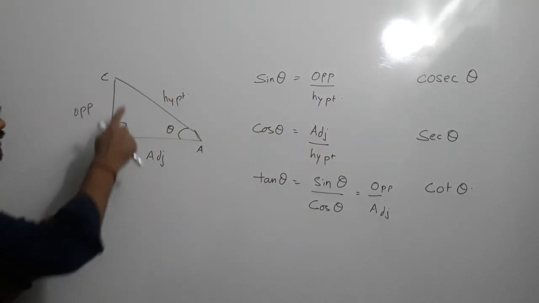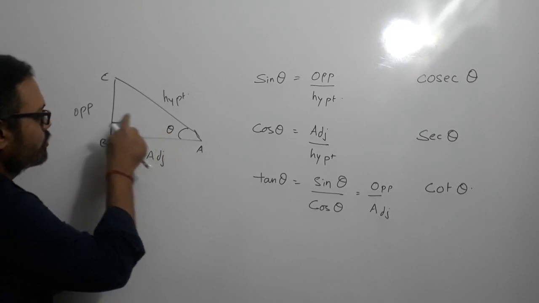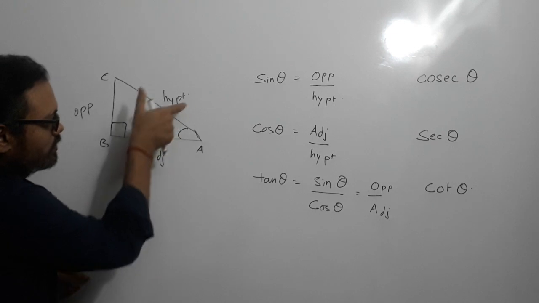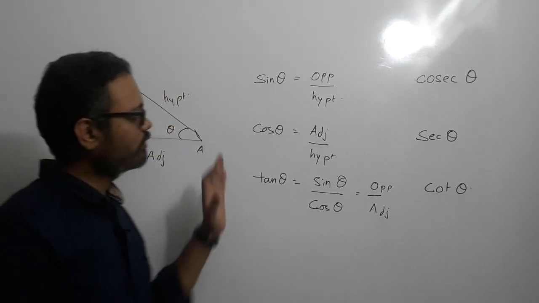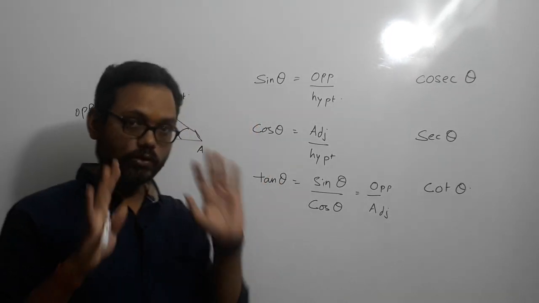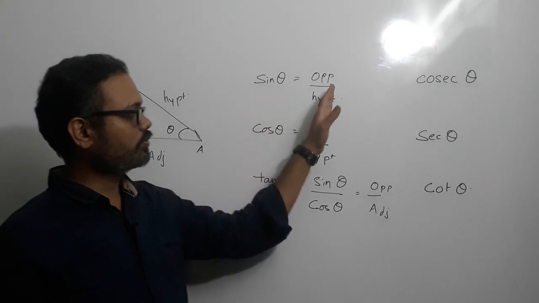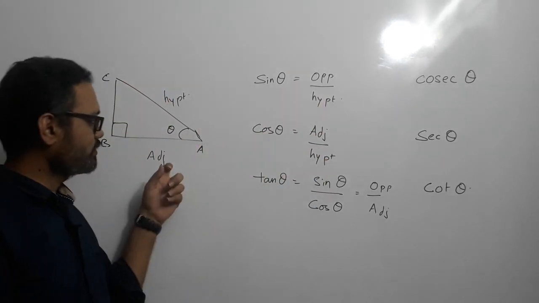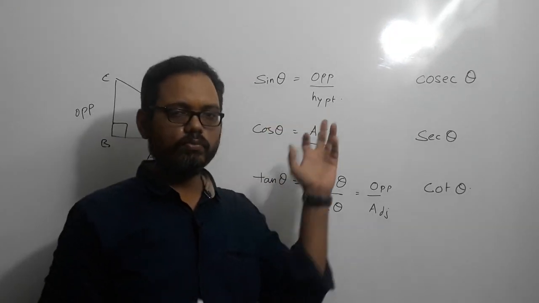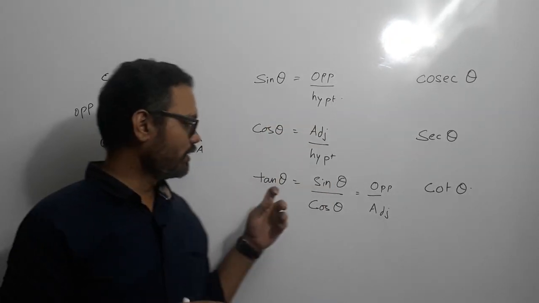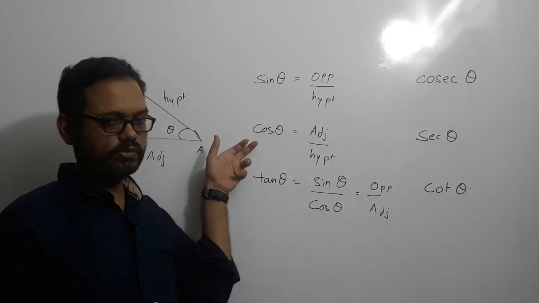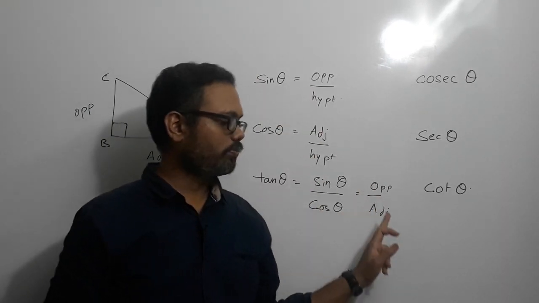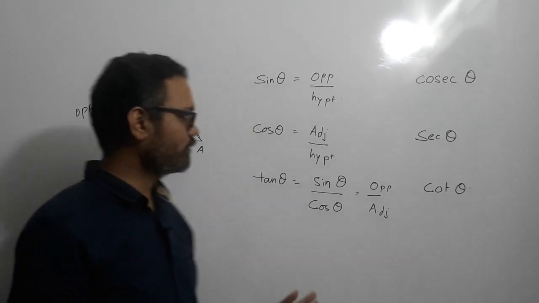What is opposite? This is a triangle. Opposite to theta, this side is opposite, this is adjacent, this is hypotenuse. I have explained already. Value of sine theta is always opposite to hypotenuse. What is value of cos theta? Always adjacent side to hypotenuse. These two formulas only you need to remember. Tan theta is sine upon cos, which means opposite upon adjacent. That's it, we have done.